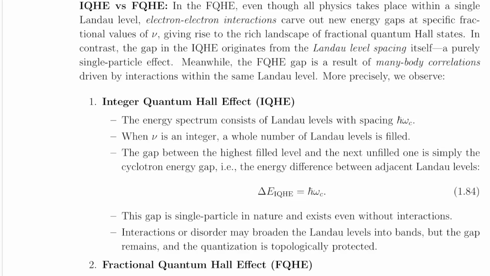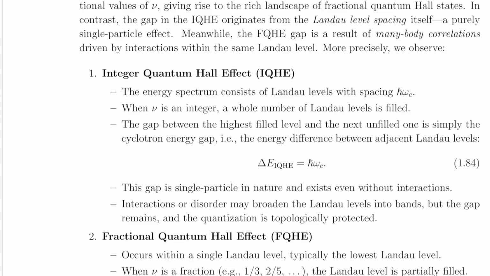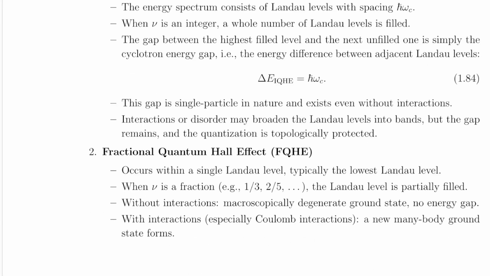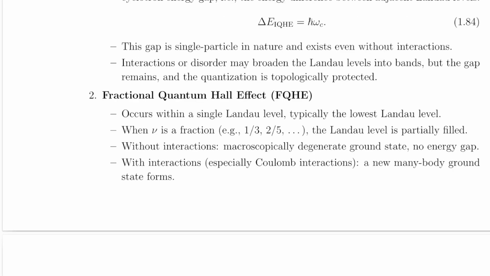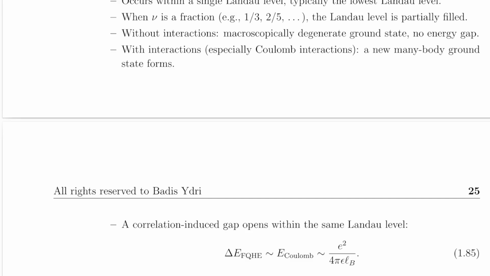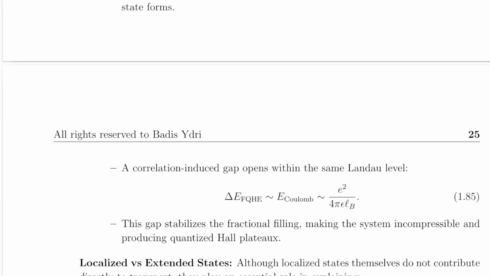In the fractional case, things are more subtle. The system lies within a single partially filled Landau level, and there is no natural gap between states unless interactions between electrons are taken into account. Here, Coulomb repulsion plays a crucial role. It reshapes the many-body ground state into a highly correlated quantum fluid. The result is a new type of energy gap, an interaction-induced gap, that stabilizes the fractional quantum Hall states. This gap has no counterpart in non-interacting systems.